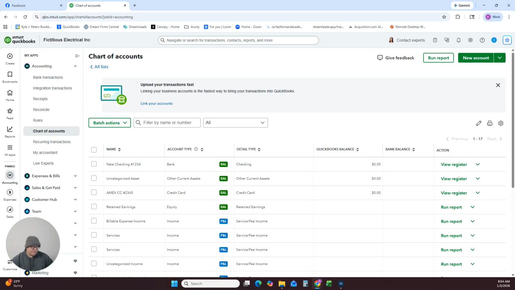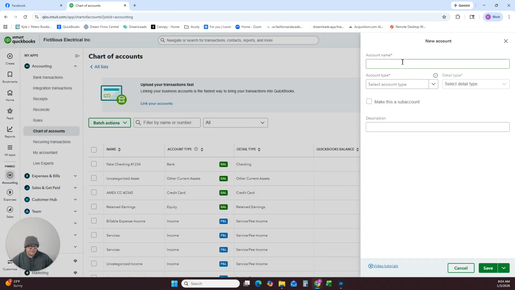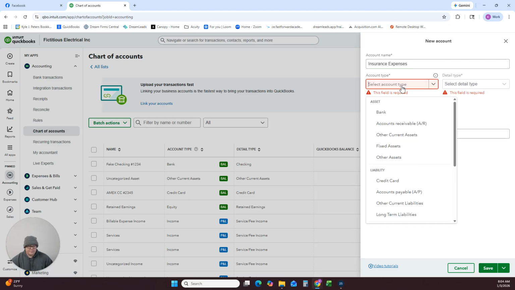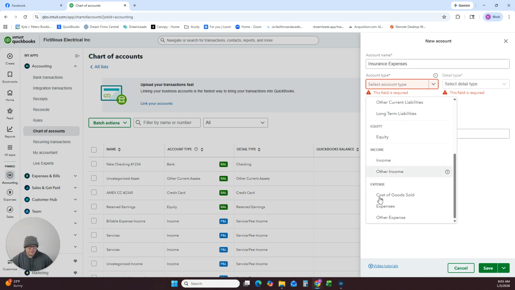Let's see. If you ever give clients gifts, you could put that on there, but a lot of people don't, so I'm just going to exclude that. Insurance expense is a big one. Oh yeah, I gotta finish setting this up.